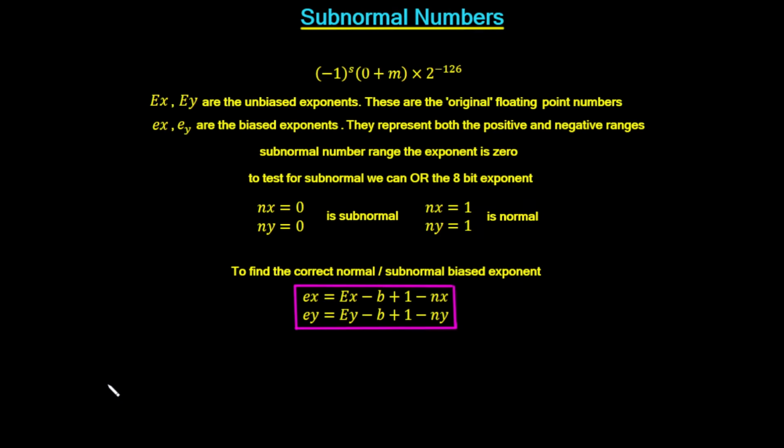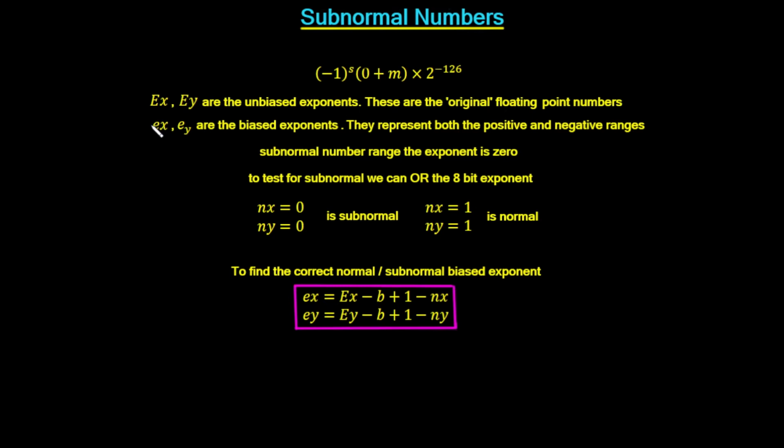So far with our adder and subtractor, we haven't distinguished between the biased exponents and the unbiased exponents. Now, the unbiased exponent is the value large EX and large EY. So this is the actual value that we receive for the exponent value of our floating point number, and it's the final exponent value that we pass out. Now, the biased exponents are the values small ex and small ey. So these are the numbers which will represent both a positive and a negative exponent.